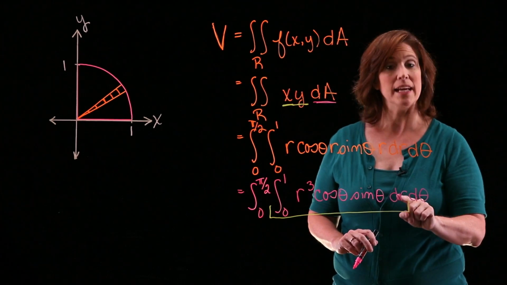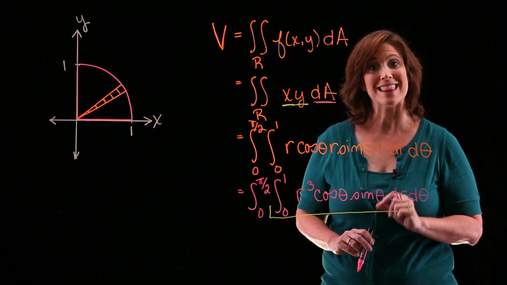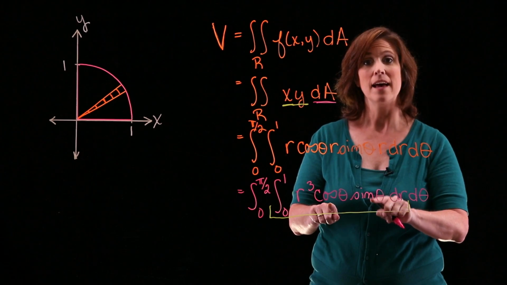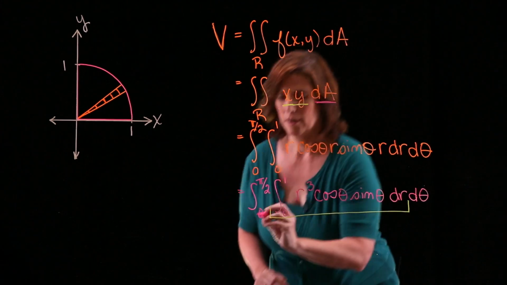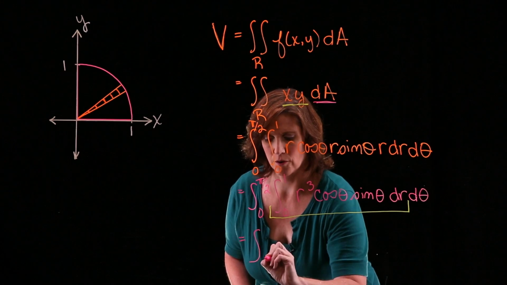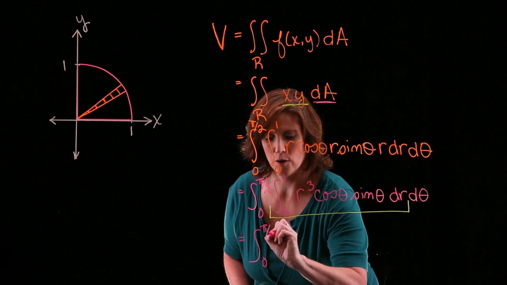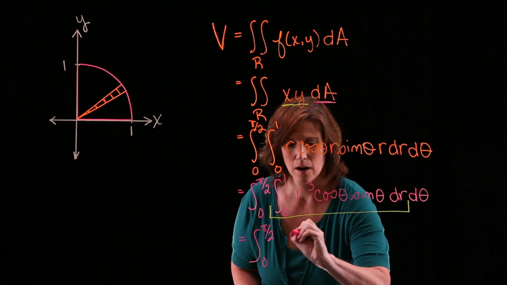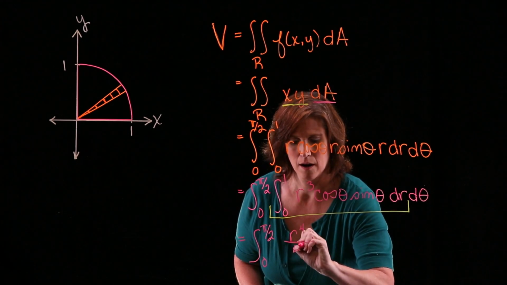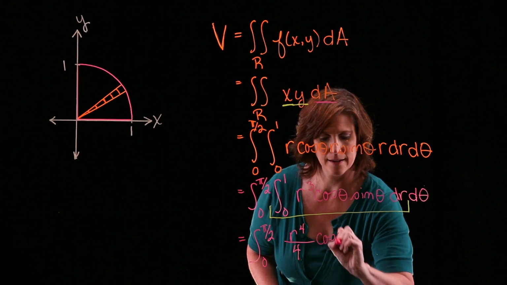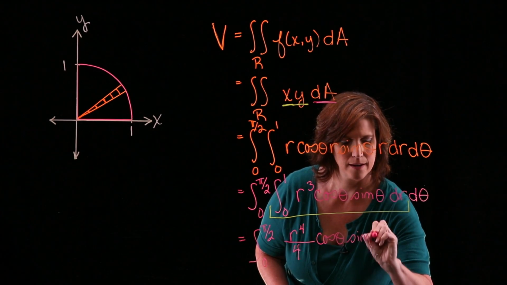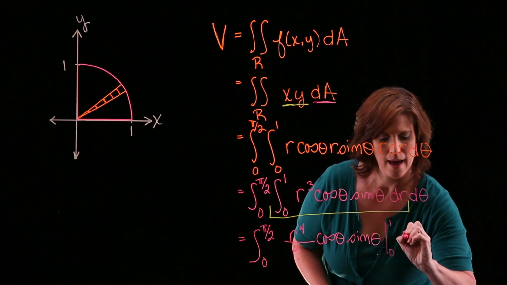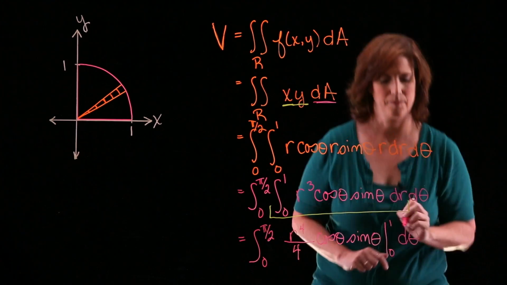The variable of integration is r, which means I'm going to treat theta as if it's a constant. So that means that the cosine theta times the sine of theta can be thought of as a constant. So I'll have the integral from 0 to pi over 2 of r to the 4th over 4 times cosine theta sine theta, evaluated from 0 to 1, and I still have my d theta.